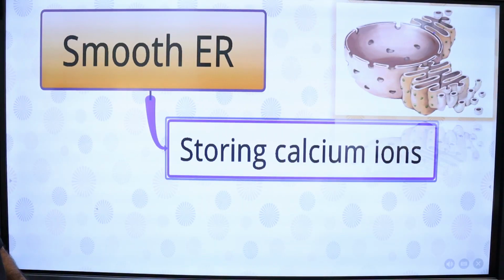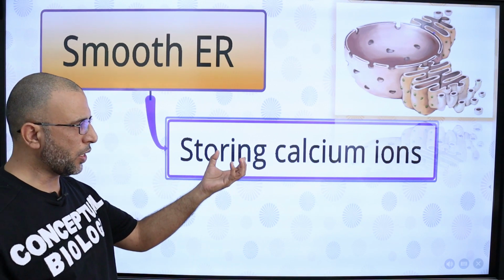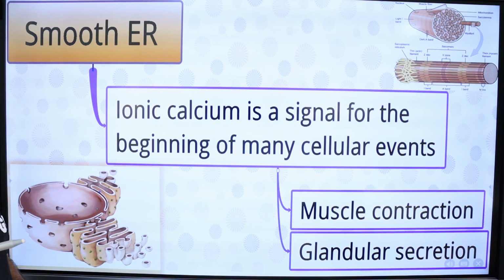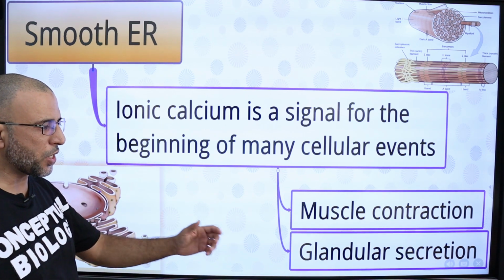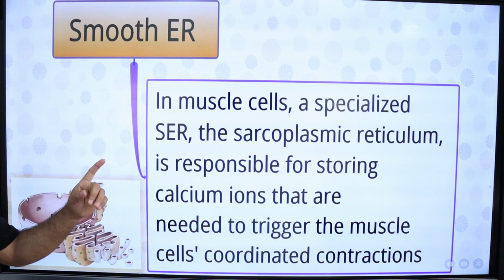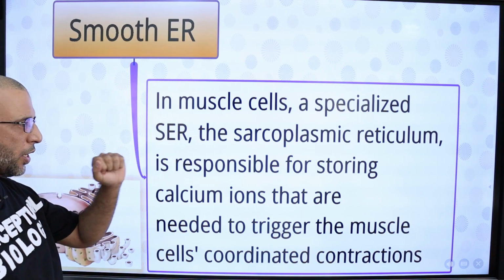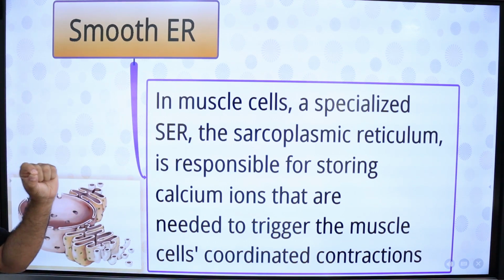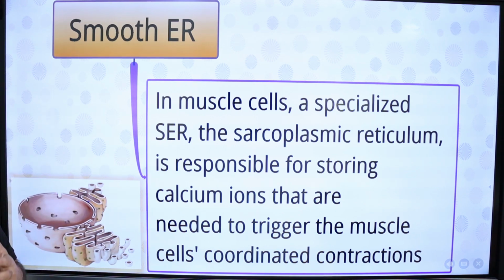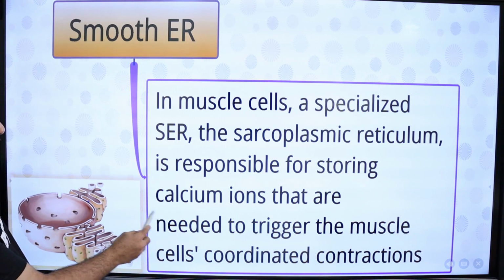Another important function of smooth endoplasmic reticulum is that they are involved in storing calcium ions. Calcium ions are a signal for the beginning of many cellular events like muscle contraction and glandular secretion. In muscle cells, specialized smooth endoplasmic reticulum is present, which is called sarcoplasmic reticulum. And sarcoplasmic reticulum stores calcium ions which are needed to initiate the process of muscle contraction.